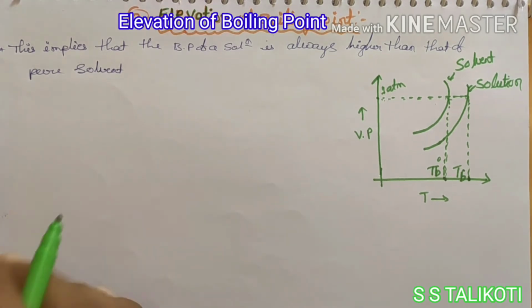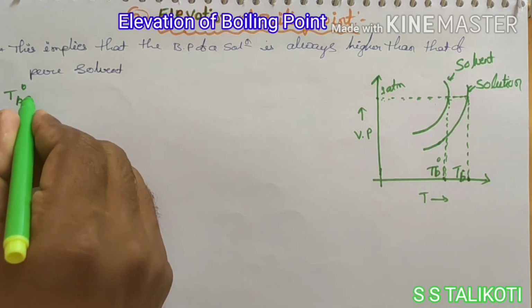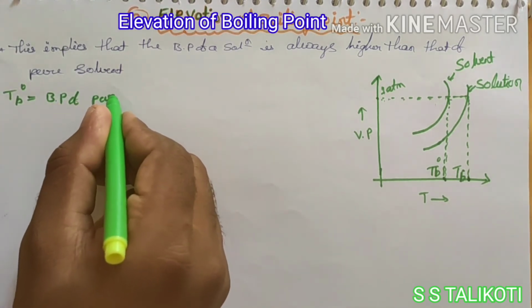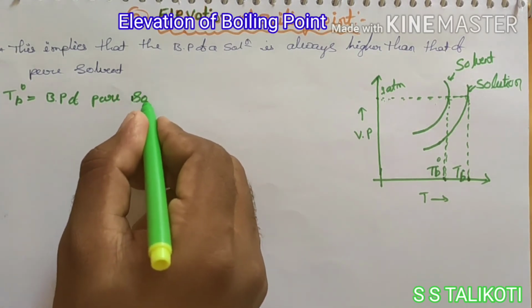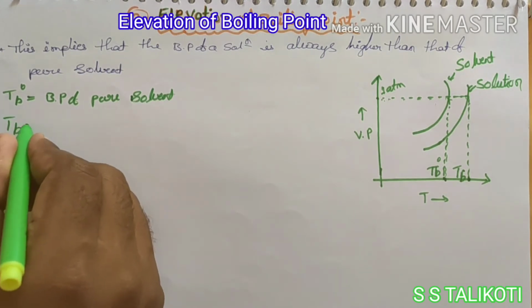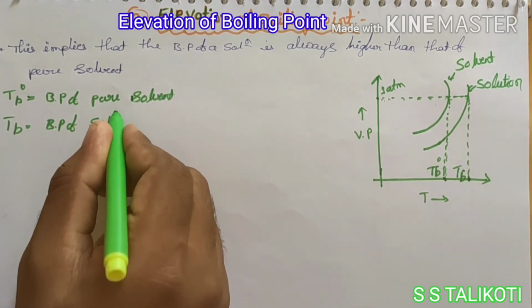Okay, we'll go for that. What is meant by TB naught and TB? TB naught means the boiling point of the pure solvent, dear student. Next one, what is meant by TB? TB means the boiling point of the solution.